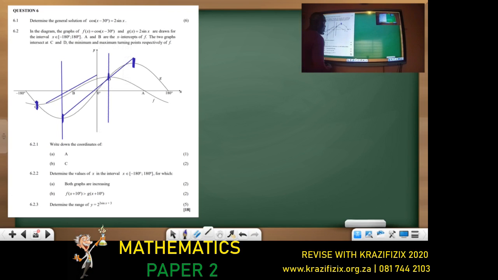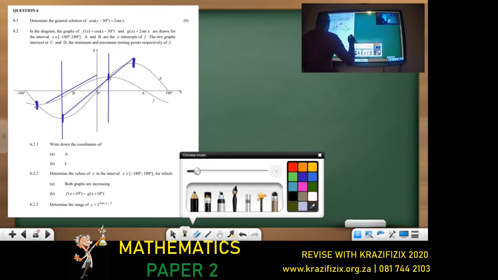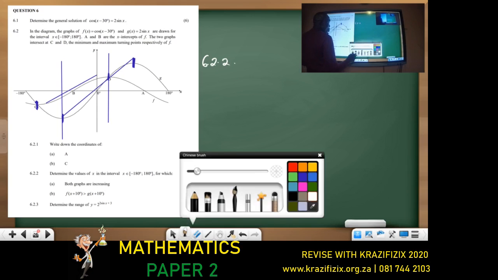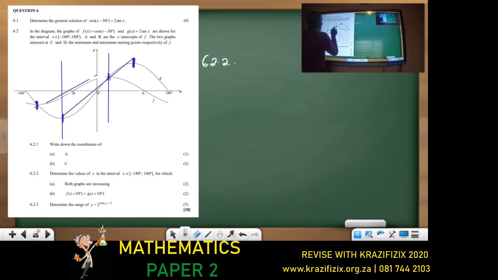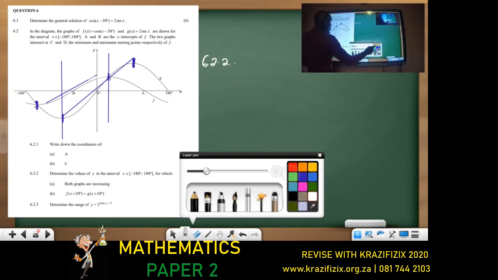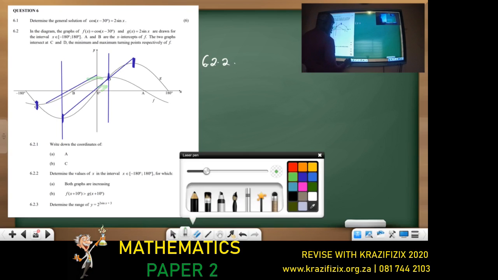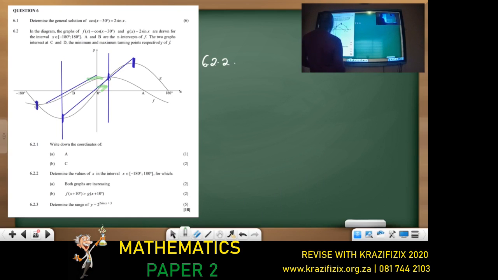So, what are the values of these points? 6.2.2 A. All right, guys, don't forget that your graph has shifted to the right. So, O was supposed to be here. It was supposed to be here, but it has shifted to the right by 30 units. So it means point O there is 30. And what about this point?